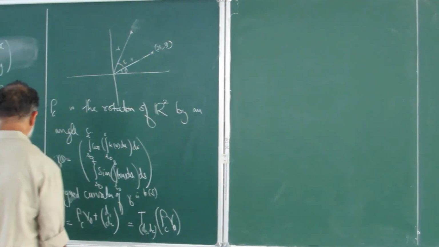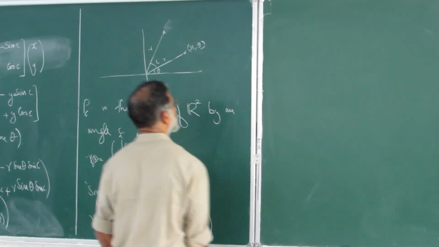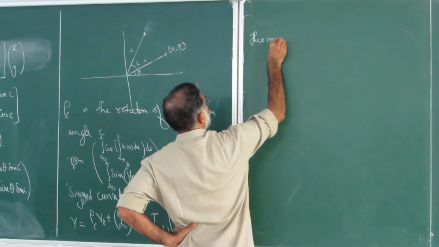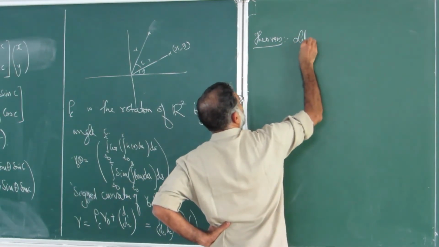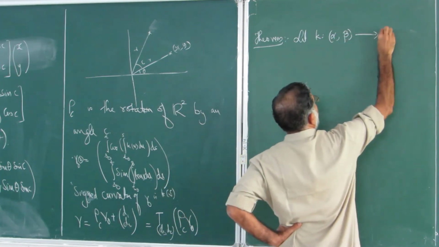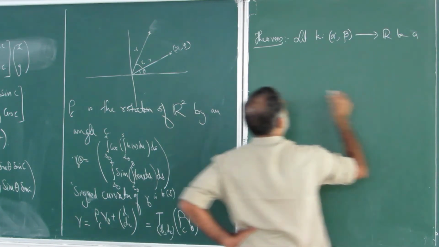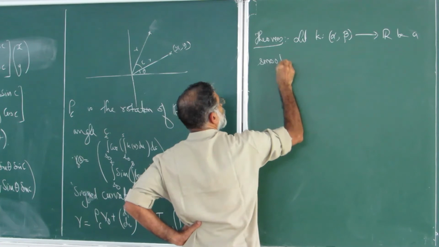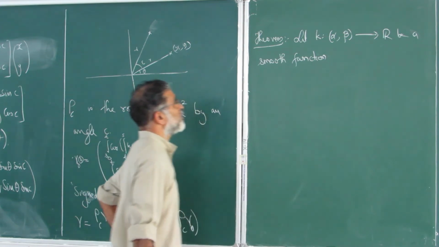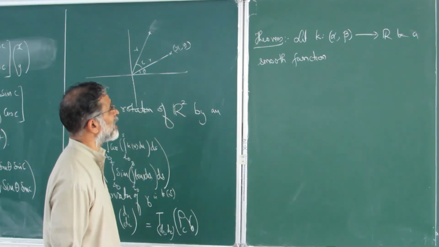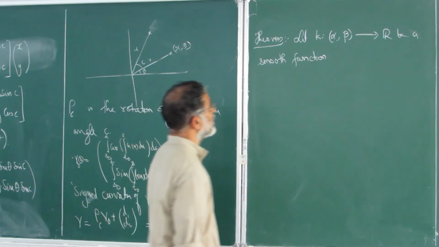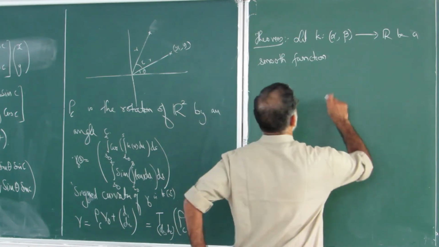Okay, so let us just write whatever we have done so far. So what is the statement? Let's write this as a theorem. Let K from (alpha, beta) to R be a smooth function. That's what is given. Our question was, does there exist a unit speed curve for which K is the signed curvature? The answer is yes.